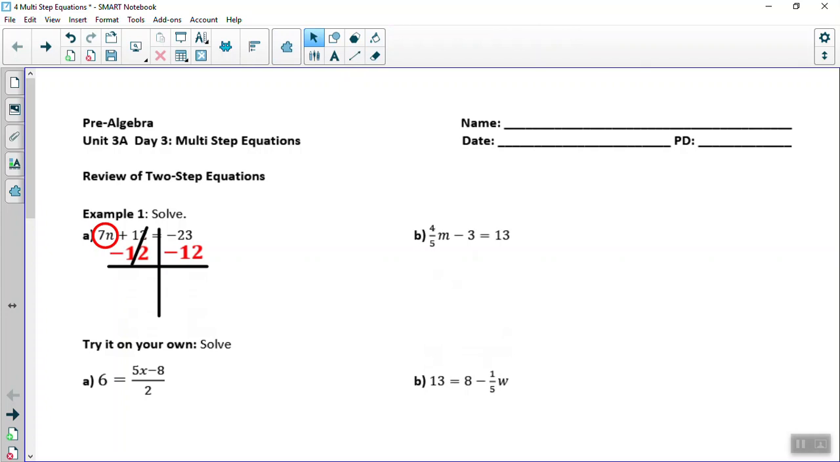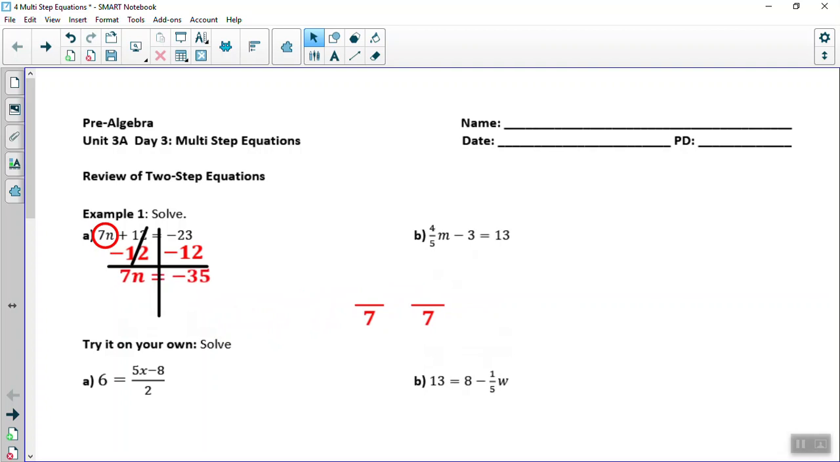So now I'm going to come down. This 7n is going to come down. And now I'm going to do this math problem. Negative 23 minus 12. And we're left with, whoops, ignore this for now. And we're left with 7n equals negative 35.